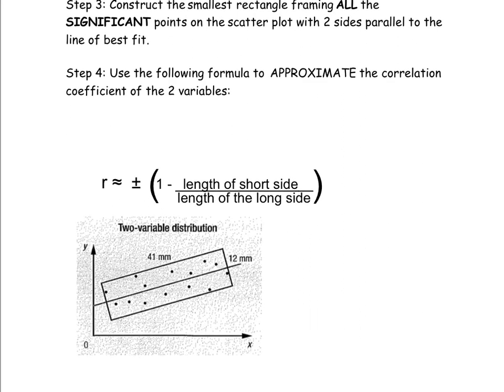So here we have a scatter plot that's already been drawn. Ignore the rectangle for now. We'll talk about that in a minute. So we have all our points for our scatter plot. And then we draw this line of best fit. We kind of guess with a ruler where this line should be so that it's close to as many points as possible.